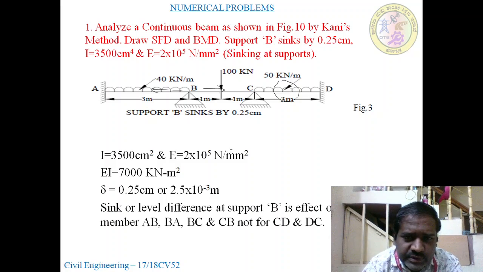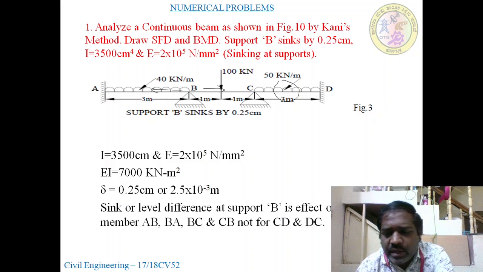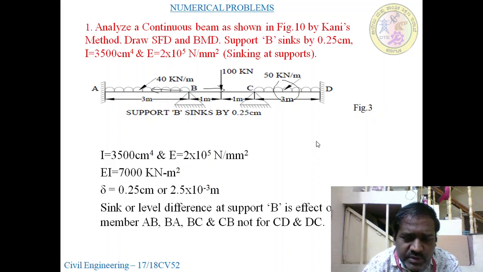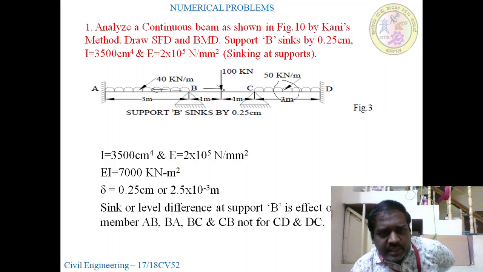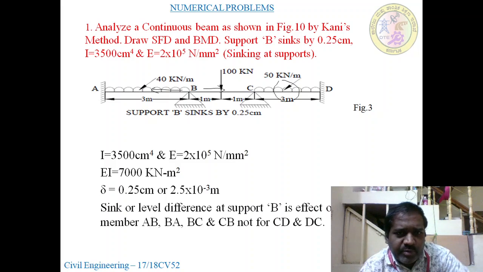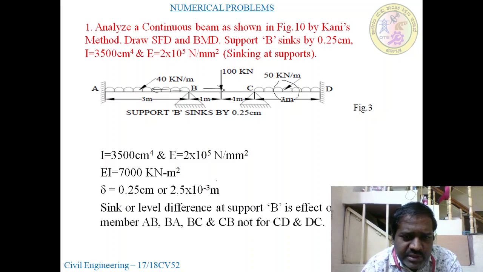Then check whether all the dimensions are in mm or meter. So check the input values. We have to convert all the values into meters because the length will be in meters and the load will be kilonewton per meter. So all the dimensions and units are kilonewton and meter. So convert this. Sink or level difference at support B affects only members AB, BA, BC and CB, not CD and DC.